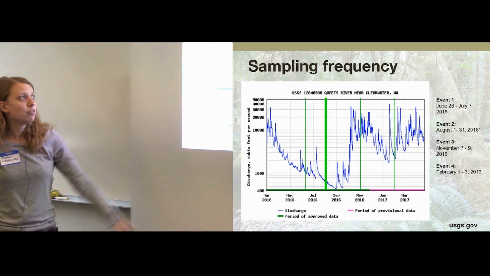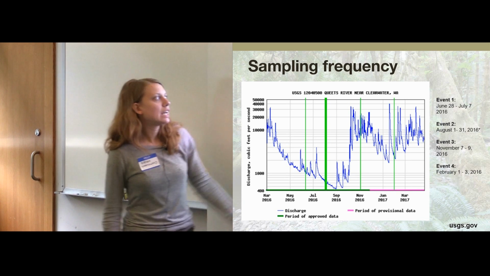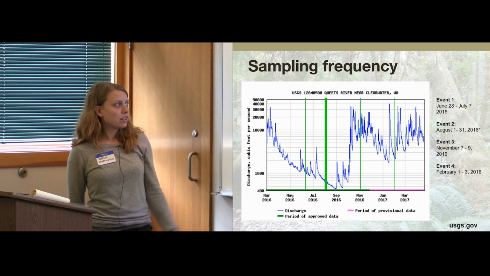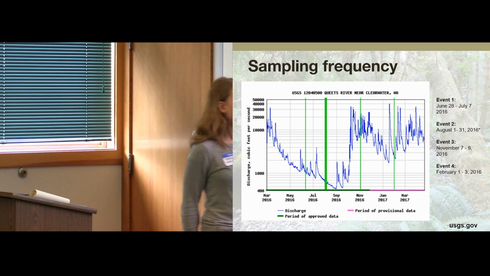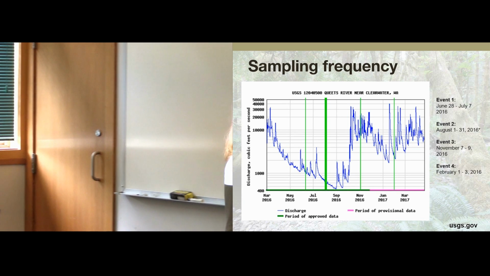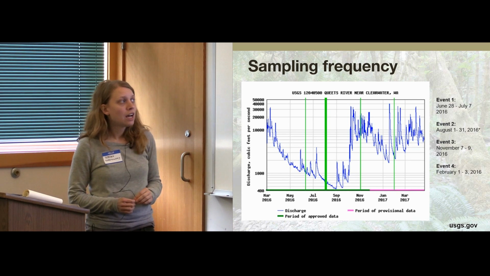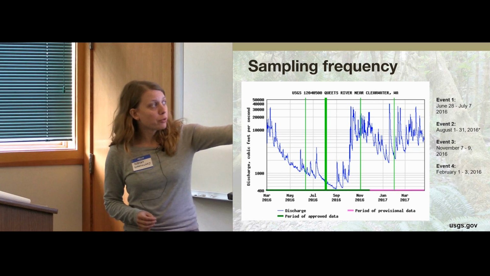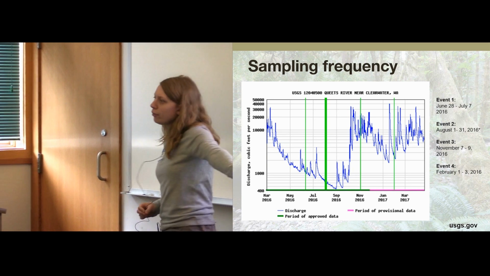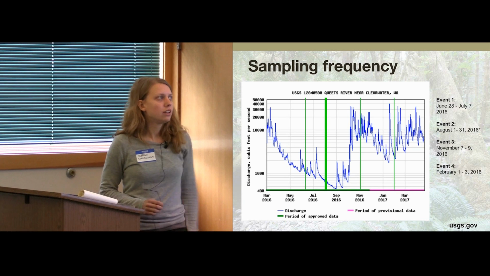And so my first event was in June, or the end of June, towards the trail end of the high flow period. In August, we were at base flow conditions, really low. November was the highest flow conditions that I observed. And then in February, we see a return to base flow during the high flow period. So kind of a unique time point.